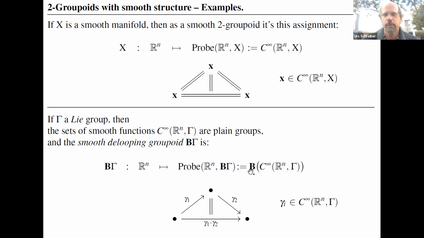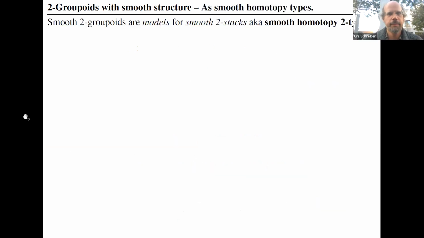As such, we already know that these groups, smooth functions from R^n to Γ, define groupoids, which I introduced as boldface B of these groups. So we say that the smooth version of BΓ is now the rule that sends R^n to the groupoid of probes, which has a single object, witnessing the fact that there's a single vertex in here, and then it has a smoothly R^n-parametrized family of group elements in Γ. So the picture of BΓ is exactly the same picture as before, only that the edges are now not labeled by plain group elements, but by families of group elements, and everything is parametrized over R^n. So that's smooth structure.